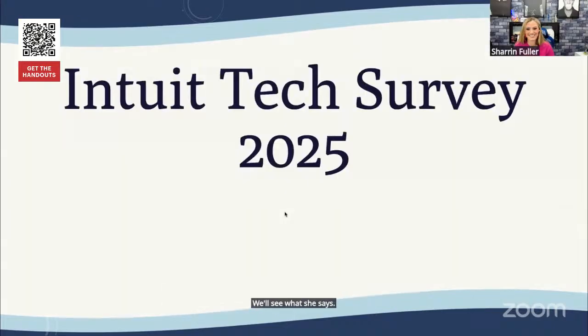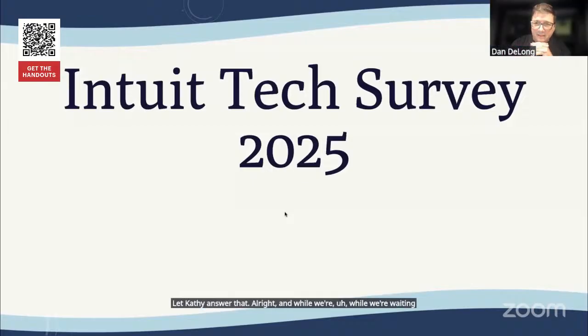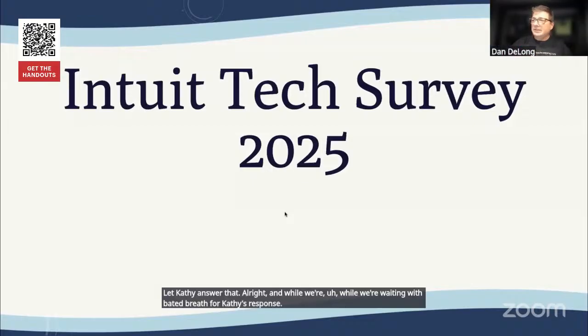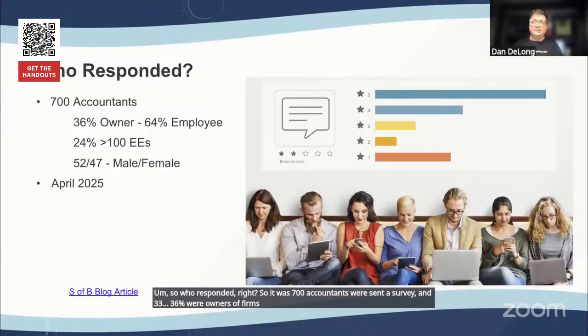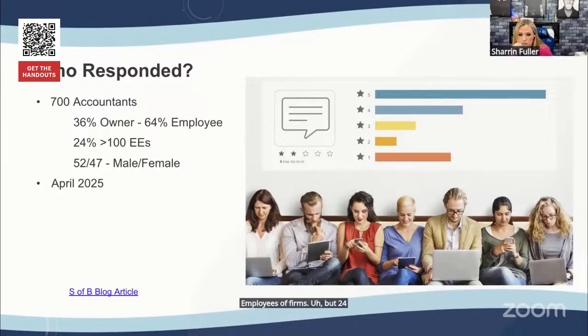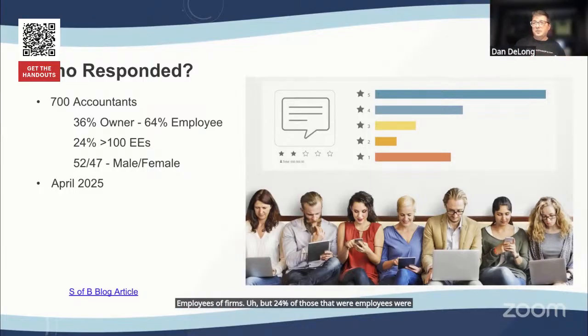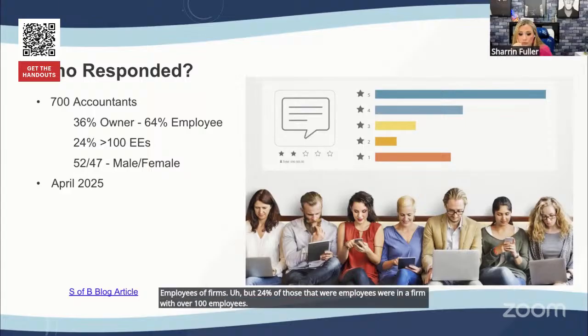All right. While we're waiting with bated breath for Kathy's response, the Intuit Tech Survey was launched last springtime. So we want to uncover the findings. So who responded, right? 700 accountants were sent a survey, and 36% were owners of firms and 64% were employees of firms. But 24% of those that were employees were in a firm with over 100 employees. Wow. So pretty large firms.